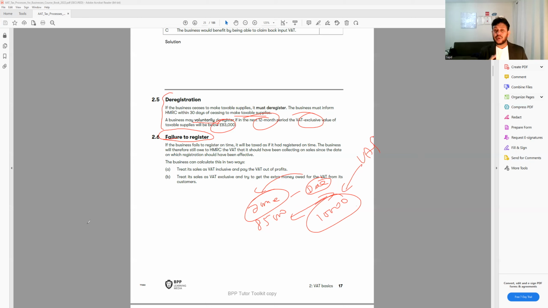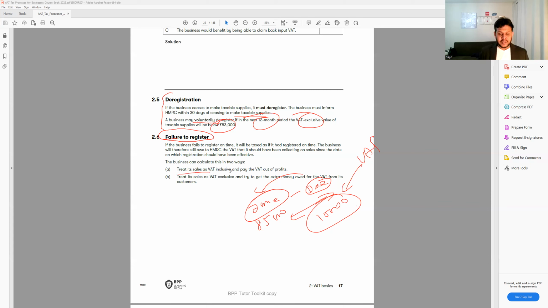Number two is you can call all of your customers from June to December to whom you made a sale and tell them, listen, I forgot to charge the VAT, so can you pay the VAT now? It is very unlikely a customer is going to pay you the VAT afterwards. So mostly, whatever sale you make, you have to pay the VAT from your own pocket because you forgot to register. So there are two options.